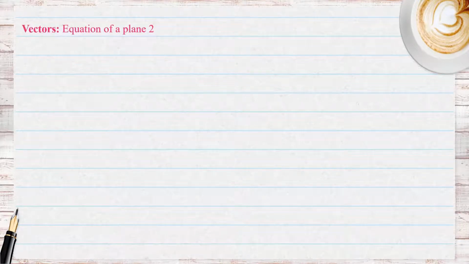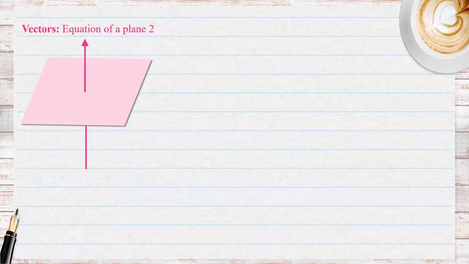Now, I'd want you to consider a plane, and let's have a line that is perpendicular to the plane, which I'd want to call n. We know that a line perpendicular to the plane is called a normal to the plane. Let's say this normal meets the plane at a point A. We also want another point on the plane, which is the point R.